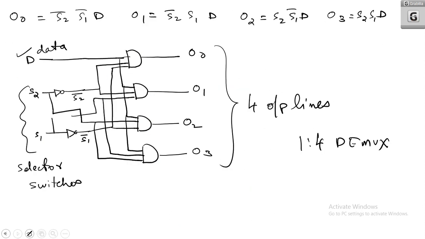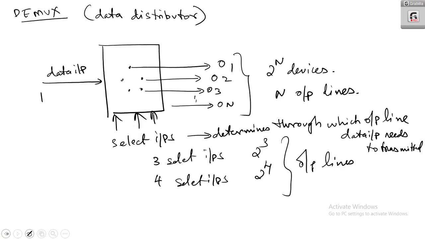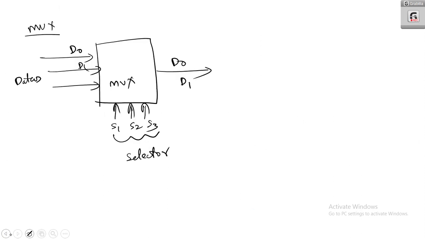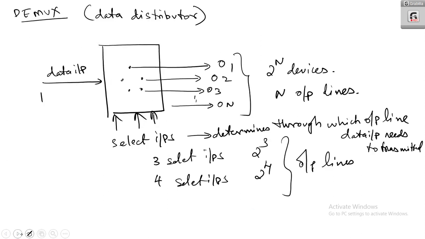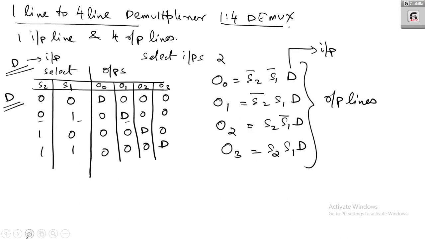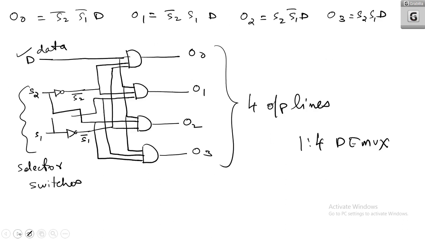Now to brief about this lecture, we started with what is done by MUX, and after that we explained about DEMUX. The major advantage of using DEMUX is you can attach 2 raised to n devices with n select lines, and that 2 raised to n depends on the number of select inputs. Then we discussed the 1-line to 4-line DEMUX and drew its logic circuit.